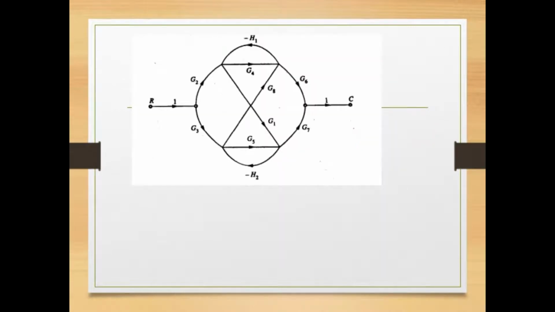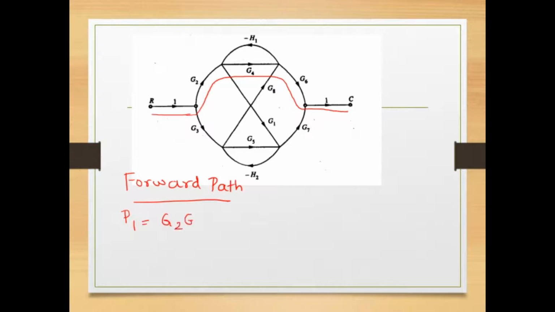So now first we'll see the forward paths and the forward path gains. The first forward path starts from R, which is the input node; C is the output node. It goes from R to G2, G4, G6 and then C. So the first forward path gain, I'll write it as P1 = G2 G4 G6.